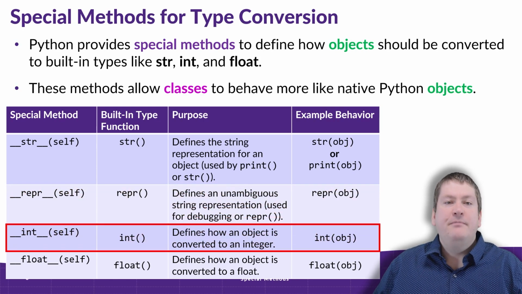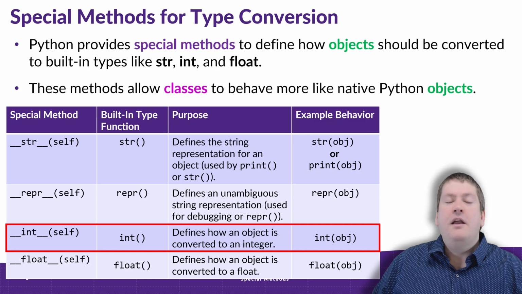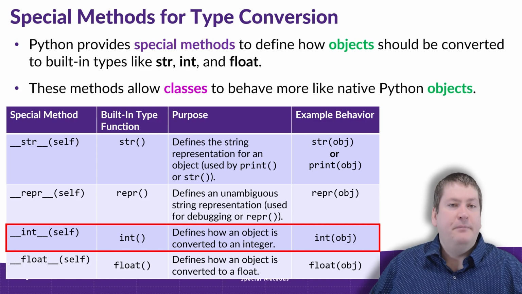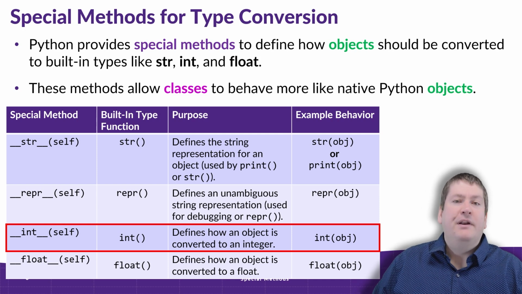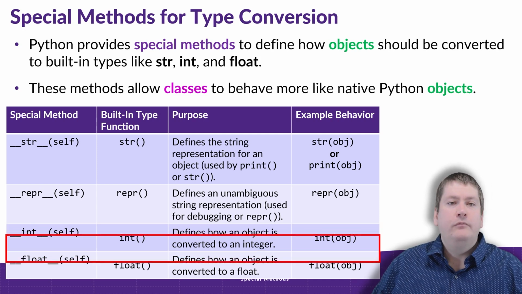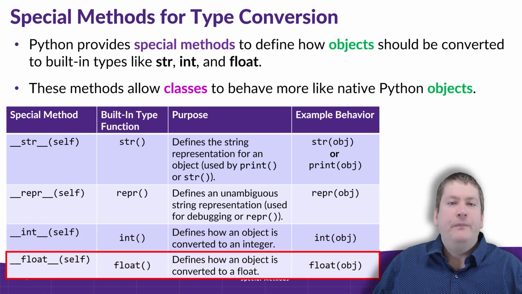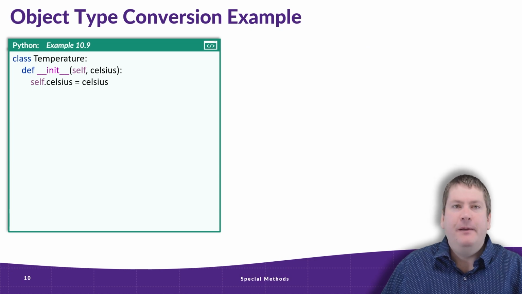Next is the int method, and this converts the object to an integer if that makes sense and it's possible. It's used with the int function, and when you call the int function on your object, it's going to call this special method, and that's going to determine how it's converted. Float is the same idea. It's going to be called when we try to convert the object into a float using the float function, for example. Let's take a look at an example.